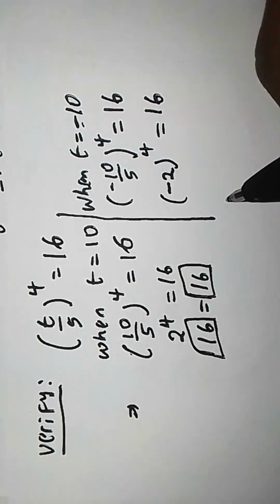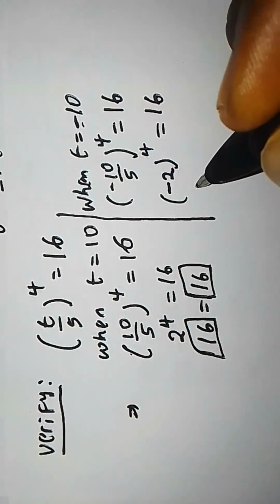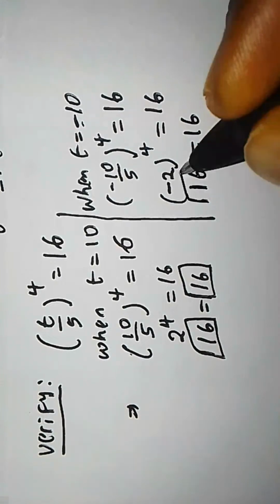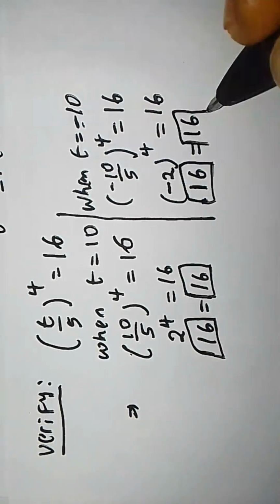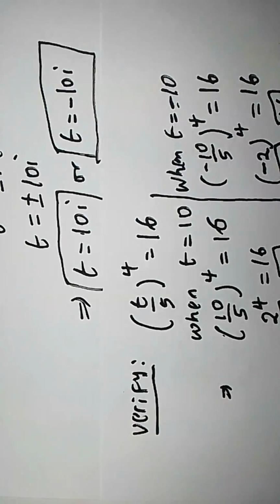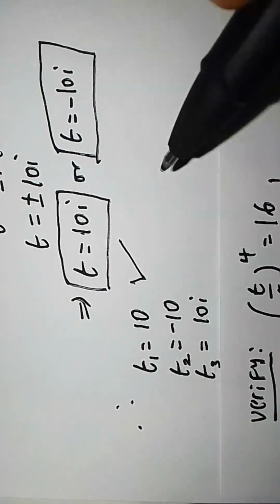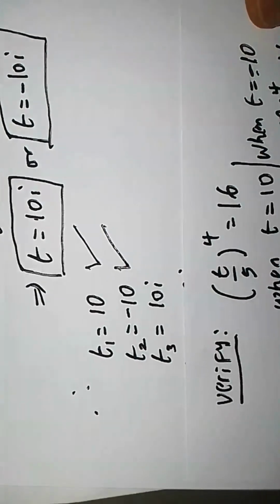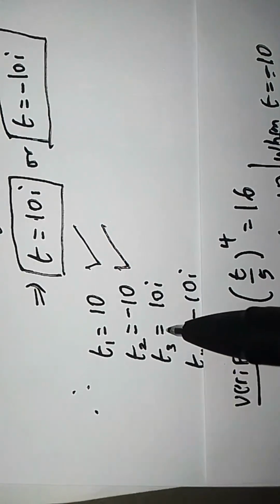Minus 2 to the power of 4, if you plug it into your calculator, that is also 16 equal to 16. The left hand side is simply the same thing as the right hand side. That also means the second answer that we got here is correct. Now, let's verify the third answer.